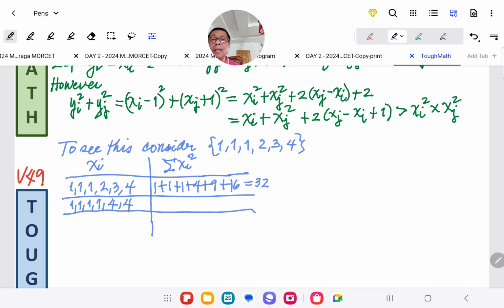And then when you get the sum of squares, you will have 1 plus 1 plus 1. There will be 4 ones now. And there will be 2 16s, plus 16s. So you have 32 plus 4, that's 36. So when you change as suggested above, we subtract from the smaller and add it to the larger, the sum of squares increases. So from 32 we now have 36.